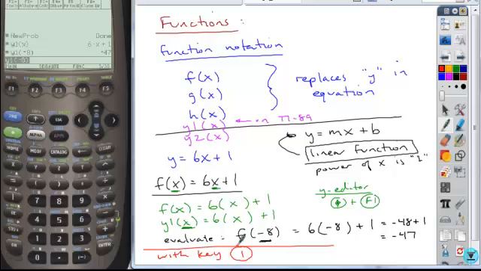The with key is that vertical bar. So we can use the with key to evaluate it. If we wanted, we could have typed in 6x plus 1, use our with key, x is equal to, and plug in a negative 8. If we did that, we'd still get the same value, negative 47.